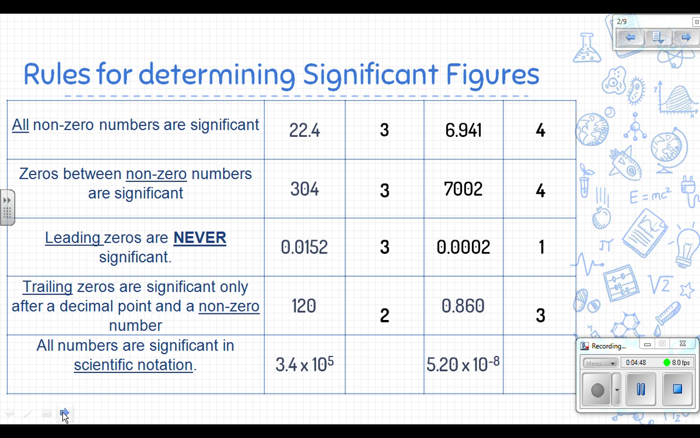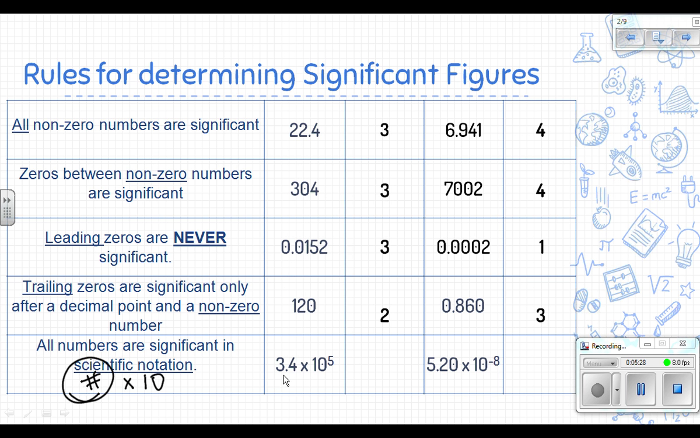Now our final rule says that all the numbers are significant if they're in scientific notation. Scientific notation is any time we have a number and then times 10. Anything in front of that times 10 is counted as significant, because the times 10 will be to some power. These are either really big numbers or really small numbers, and they have a lot of zeros in them most of the time, and we don't want to write all those zeros. So we put it in scientific notation to help with that.